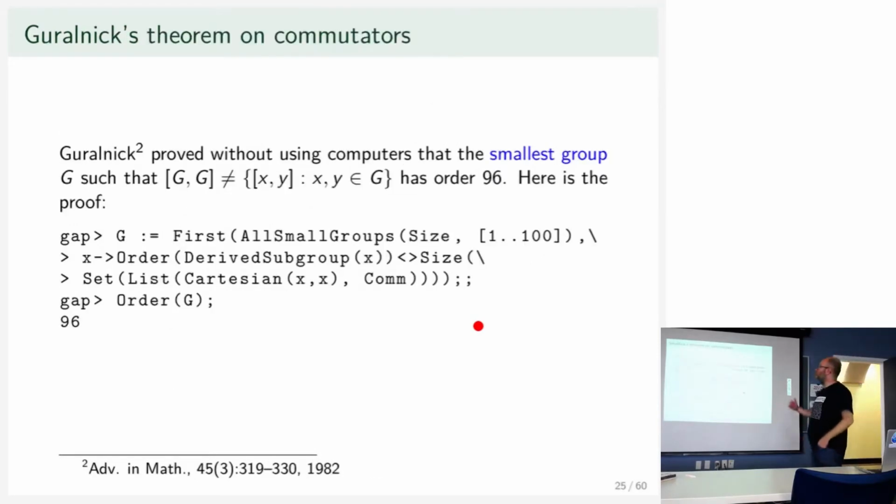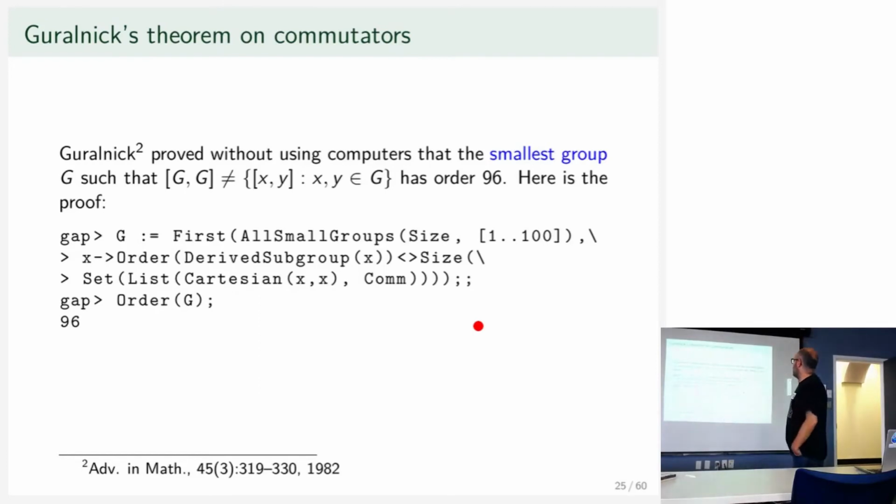Good. So another result. A typical thing that you do in a group theory course: commutators of groups. Some group has a commutator subgroup that is different from the set of commutators, right? And it is not very easy to find an example. The smallest example has order 96. This was proved by Robert Guralnick. I think this was his PhD thesis.